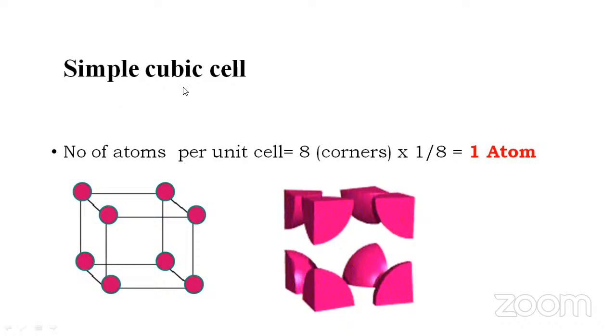Now coming to the simple cubic system. Here, how many particles can you see? 8 particles: 1, 2, 3, 4, 5, 6, 7, and 8. Keep in mind that a unit cell is the repeating portion, repeating in all directions. So here, each corner particle's contribution is 1 by 8.